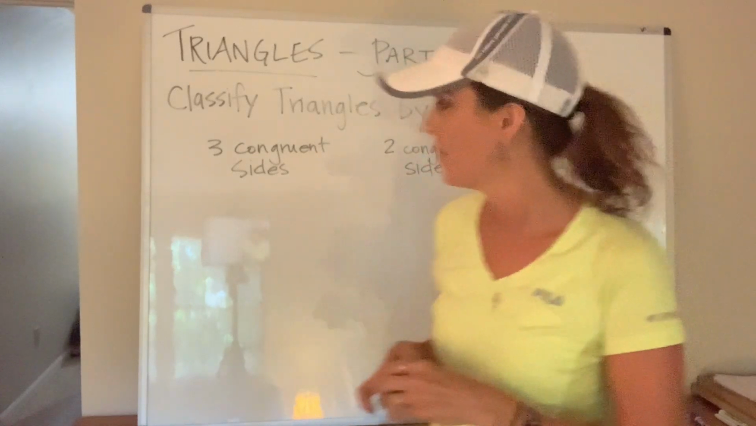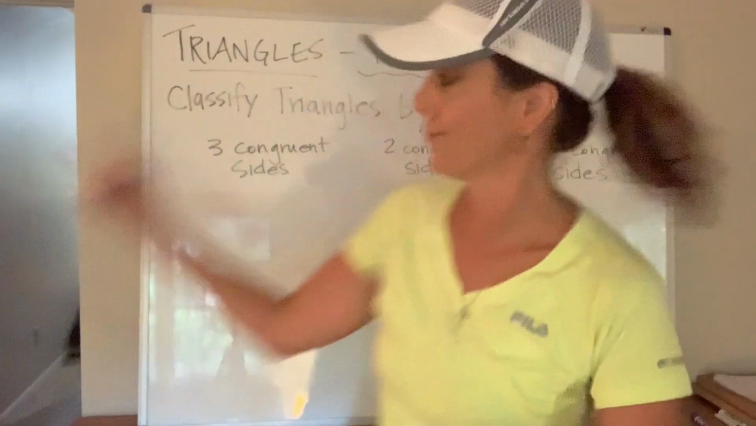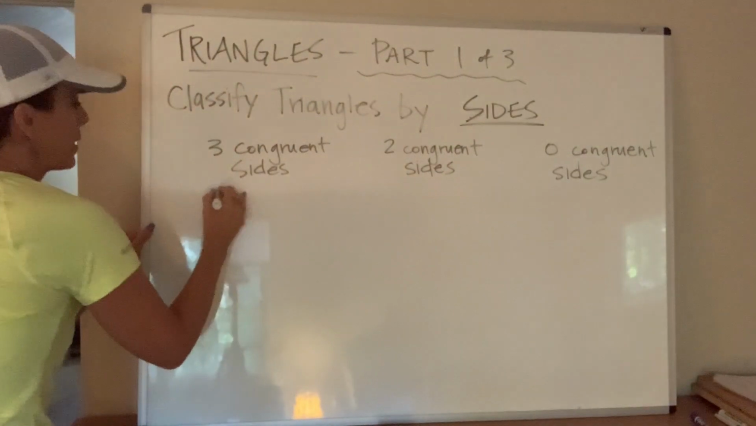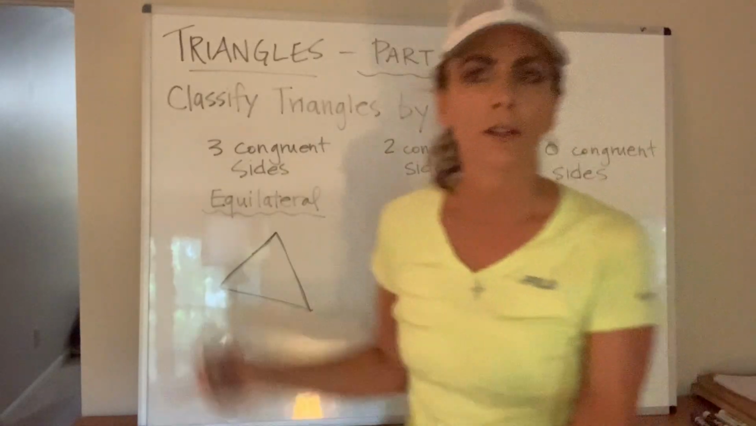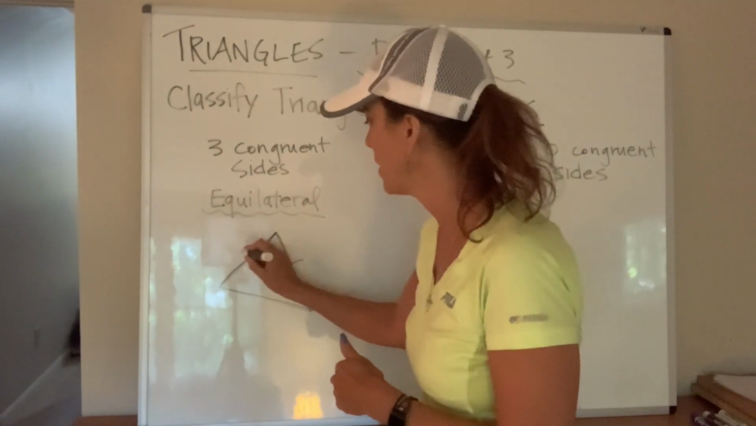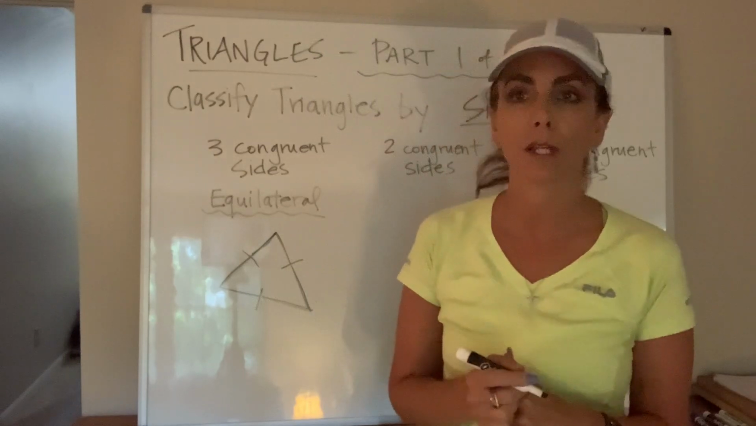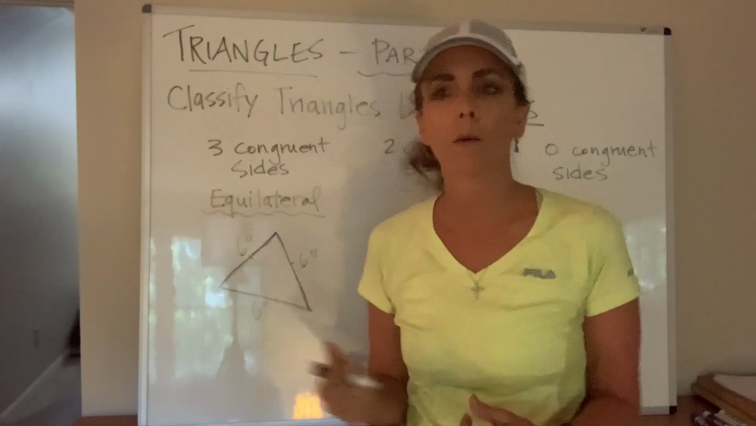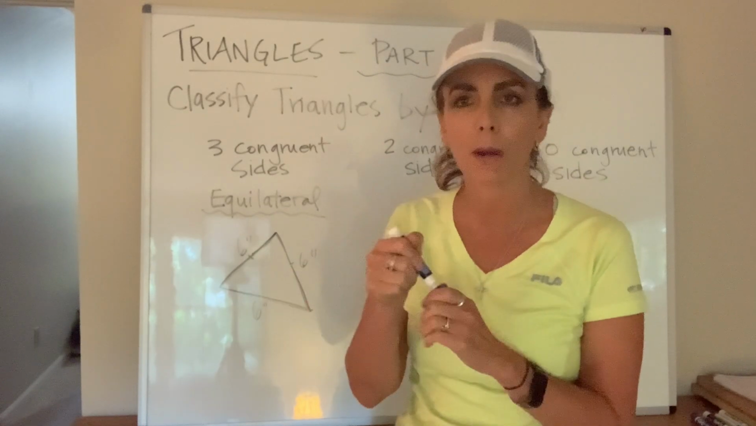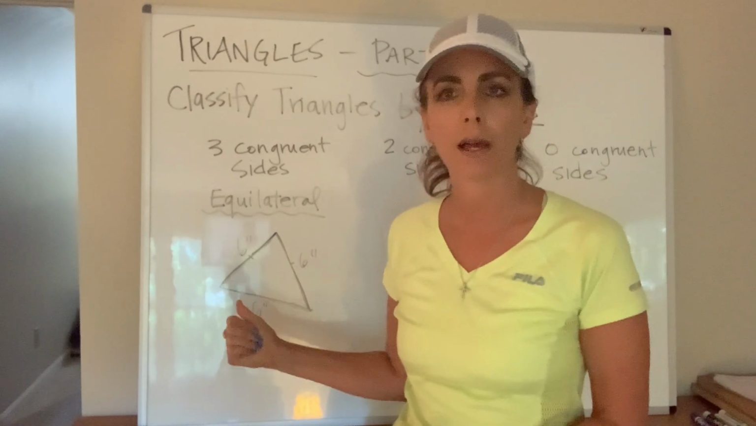If a triangle has three congruent sides, it's called equilateral. It kind of looks like this, and we would mark it so that you can tell that they're all the same size. We can mark it with congruence markings, or we might just give measurements all the way around that are the same, but either way, we would consider this an equilateral triangle.